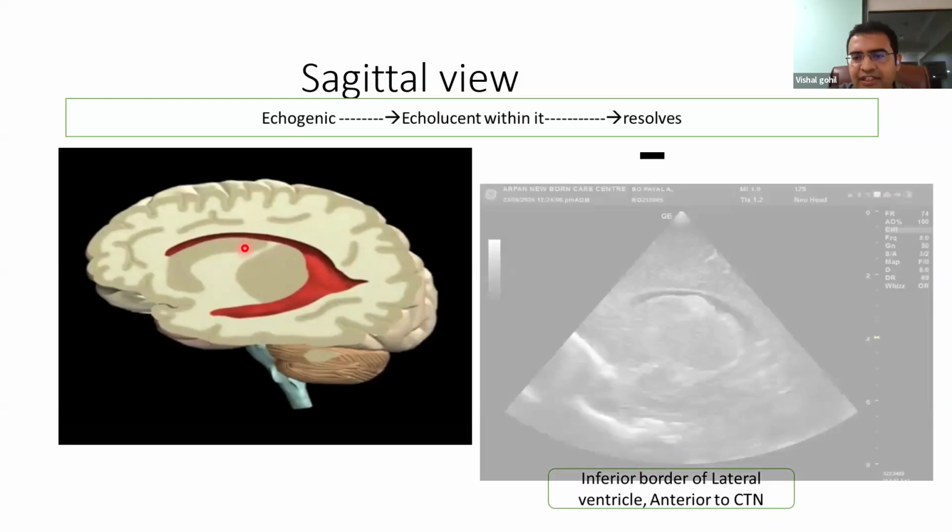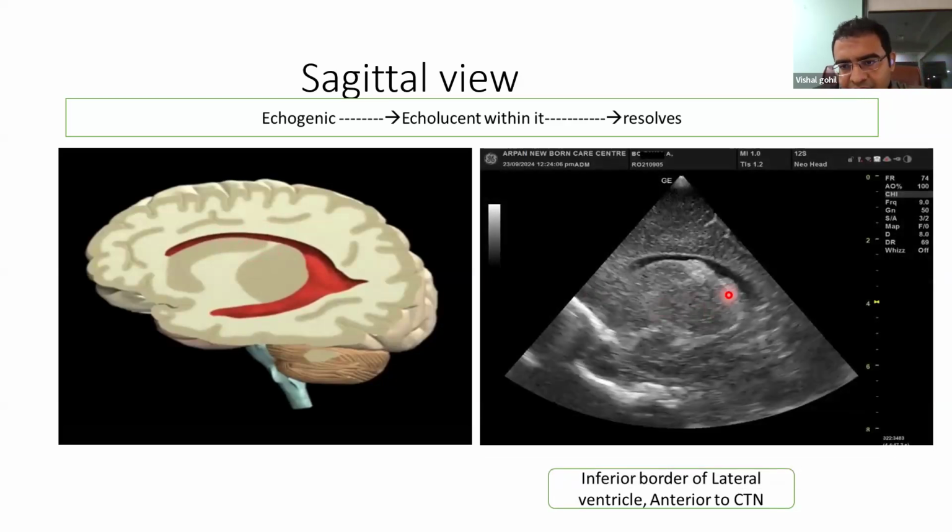So how does it look in a real image? You can see over here, this is your choroid plexus. As we discussed, the bleed has an echogenicity equal to the choroid plexus. You can see the bleed has not crossed your caudothalamic groove, so this is your grade 1 IVH. It is not part of your choroid plexus. You always see it in the inferior border of your lateral ventricle, anterior to your caudothalamic groove. We can also call it the notch.